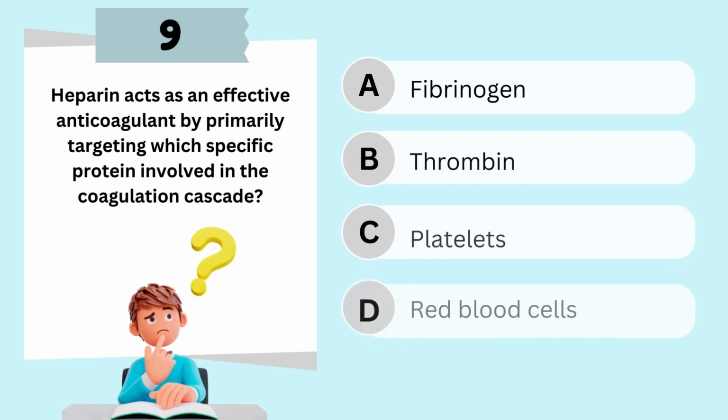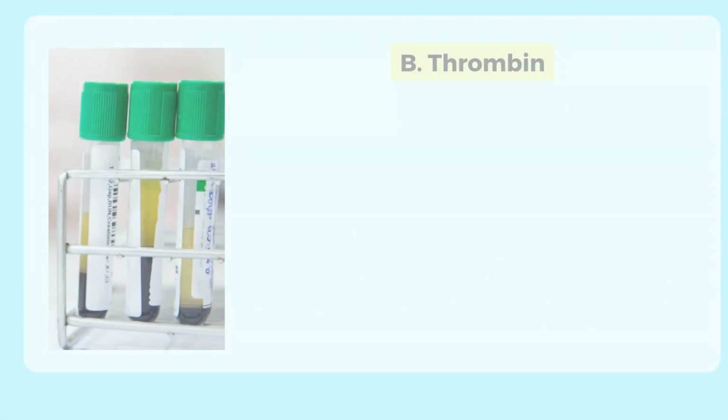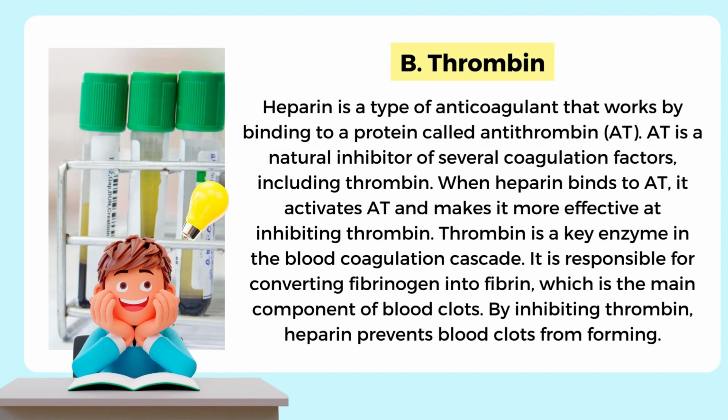Heparin acts as an effective anticoagulant by primarily targeting which specific protein involved in the coagulation cascade? The correct answer is B. Thrombin.